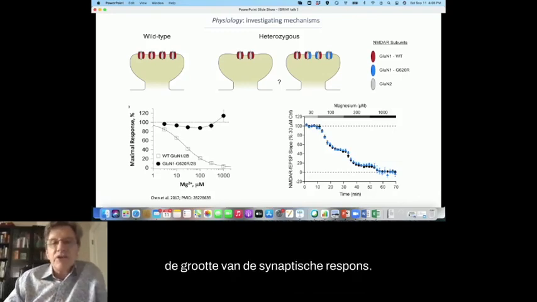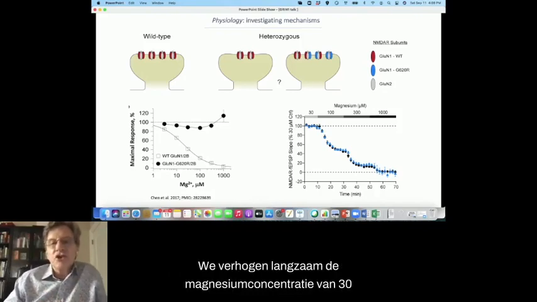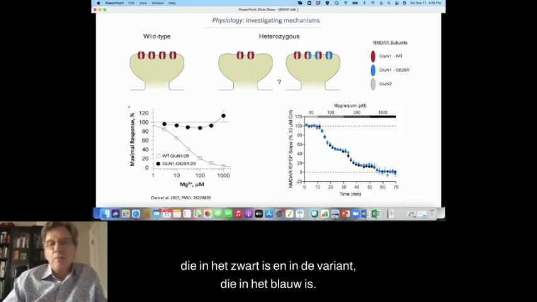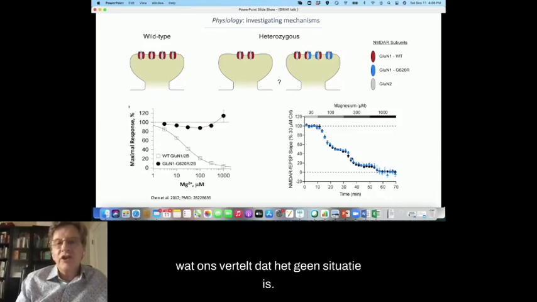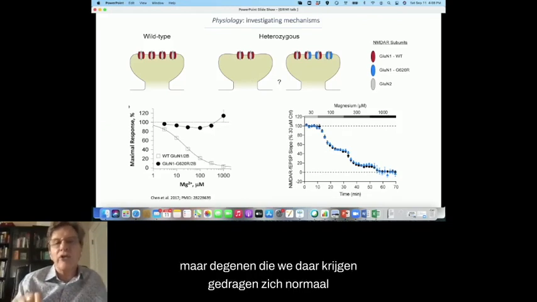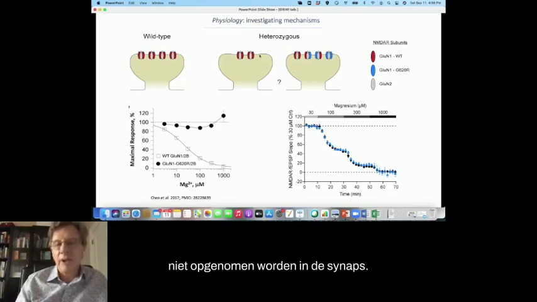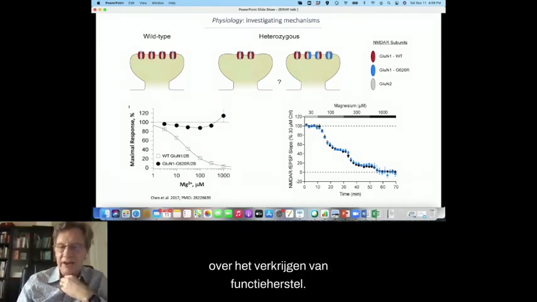We've looked at the size of the synaptic response. This is the NMDA receptor-mediated synaptic response. We slowly increased the magnesium concentration from 30 micromolar to 1 millimolar, and we've compared the potency of magnesium to suppress the NMDA receptor responses in wild type, which is in black, and in the variant, which is in blue. As you can see, these are identical, which tells us that it's not this situation, it's this situation. We're getting fewer receptors to the synapse, but the ones that we're getting there are behaving normally, as if the mutant receptors are probably getting broken down and not getting incorporated in the synapse. So that's good, because that means if we can boost the function of these receptors, then we can start to think about getting restoration of function.